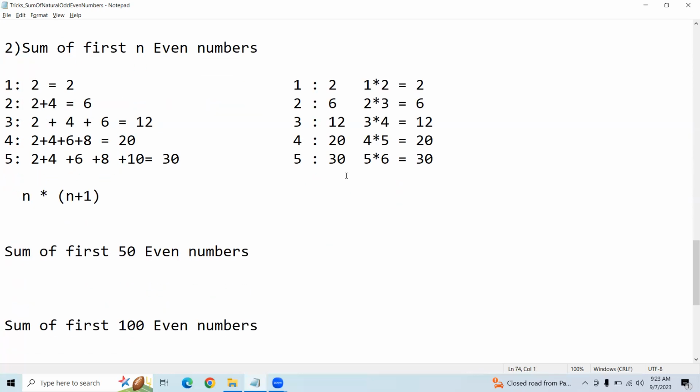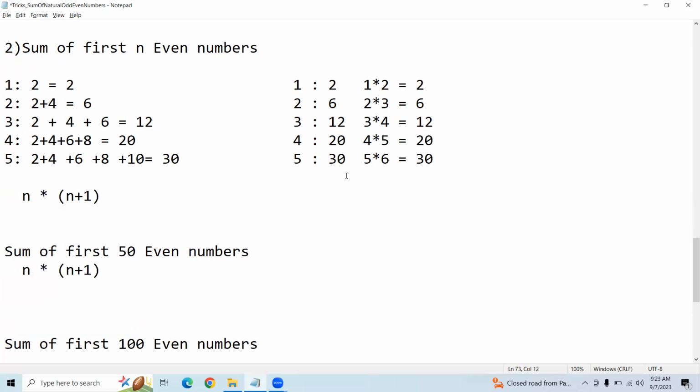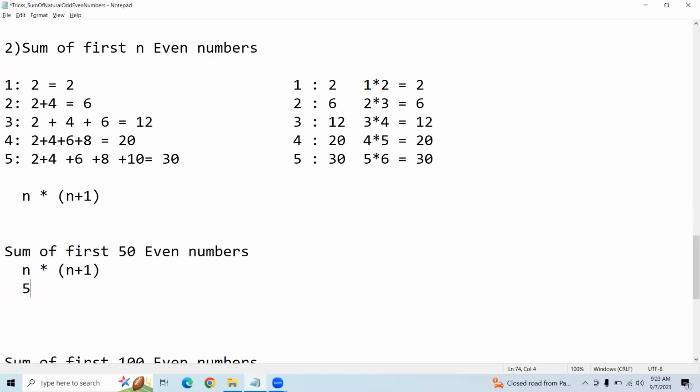So let's look at this problem. Sum of first 50 even numbers. So what is our formula? n into n plus 1. So keep 50 as it is. 50 plus 1 will become 51. 5 ones are 5, 5 5s are 25. So 2550 is the sum of first 50 even numbers.